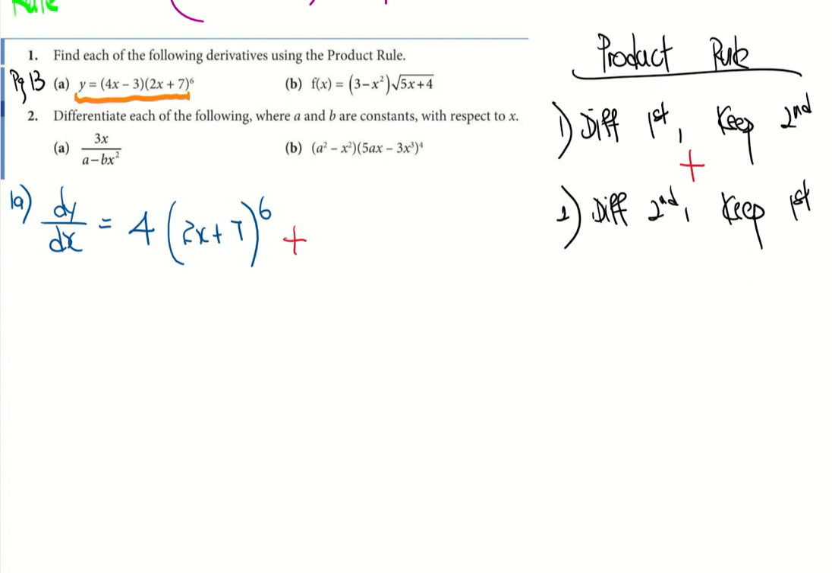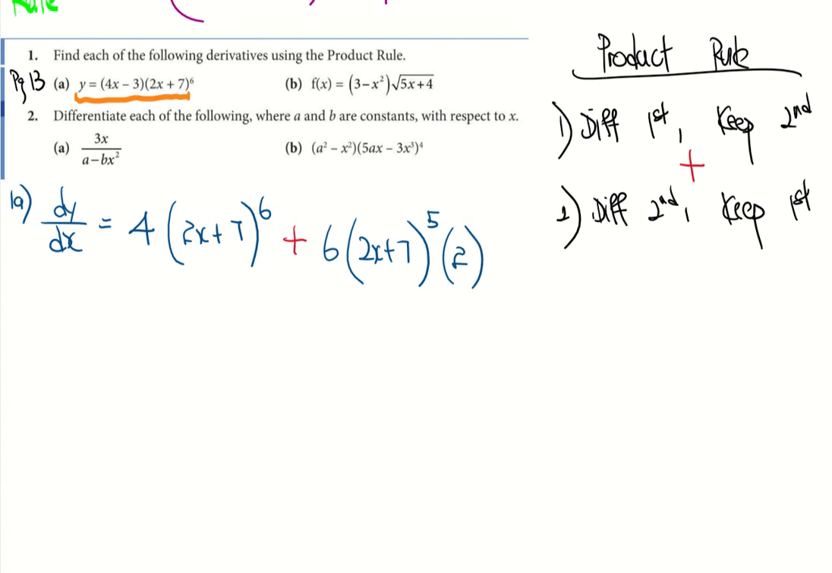Now let us continue with step number 2. Step number 2 says differentiate the second term. What is the second term? 2x plus 7 to the power of 6. This is a composite function. So now, the second bracket is a composite function, 2x plus 7 to the power of 6. So let me do it slowly. Bring down the power. Copy the thing. Reduce the power by 1. And remember to differentiate the term in the bracket. In this case, it's the 2x plus 7. When we differentiate 2x plus 7, we'll get the number 2.